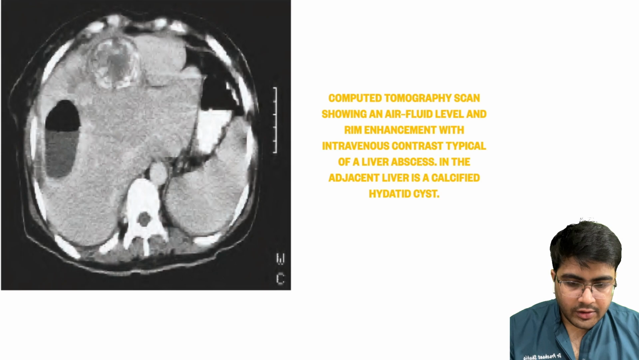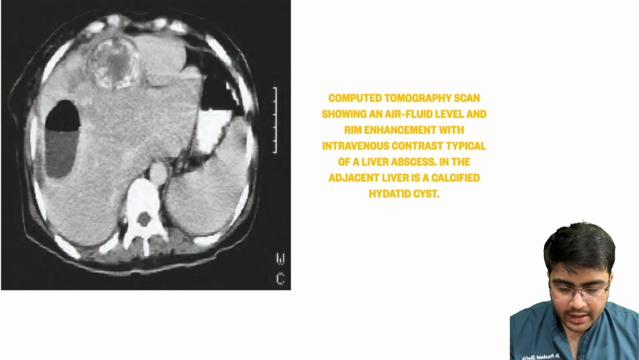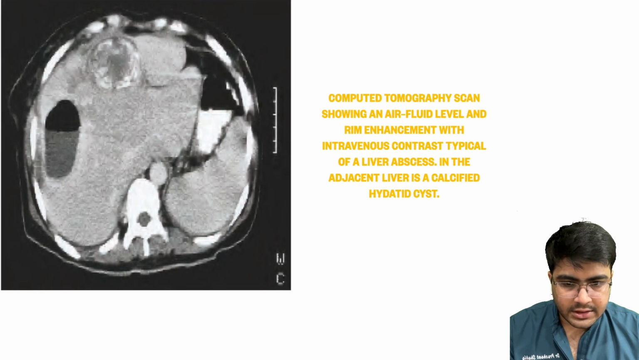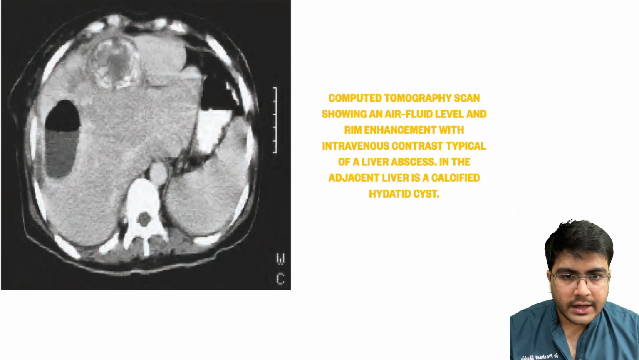Again you can see on a CT that the CT is showing air fluid levels with rim enhancement. Okay, so this is classical of pyogenic liver abscess, and you can also see a calcified hydatid cyst in an adjacent liver lobe. Okay, so this is how you differentiate between three entities.